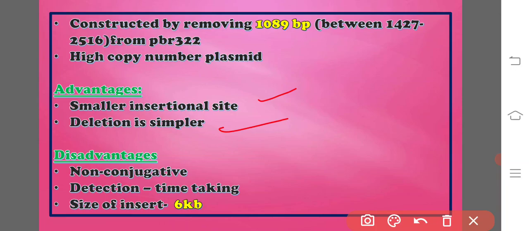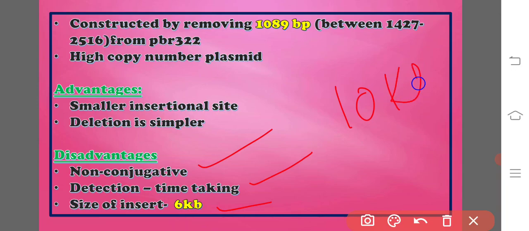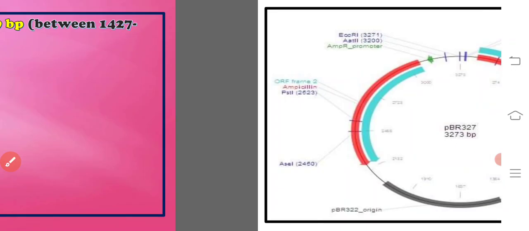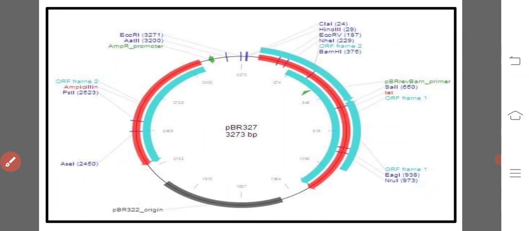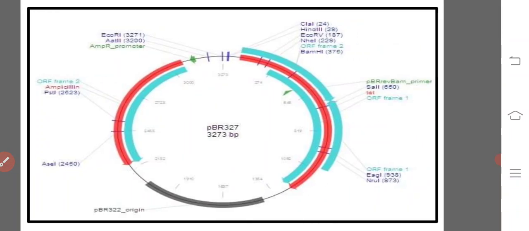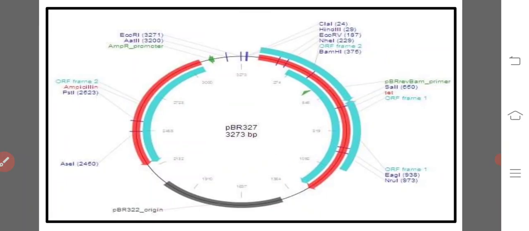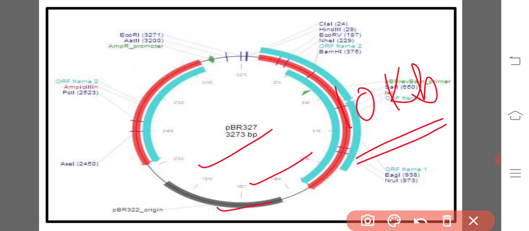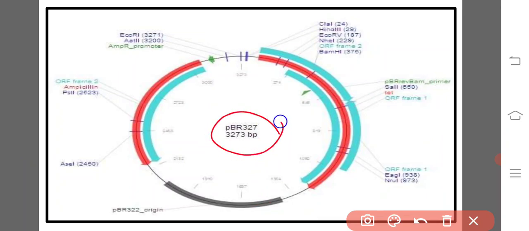And there are certain disadvantages. It is non-conjugative. The process of detection takes time, and size of insert is only 6 kb, whereas in the pBR322 it is 10 kb. It should be remembered. See, this is the pBR327. So the base pairs are only 3273.